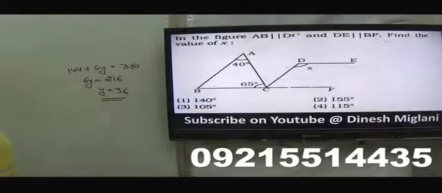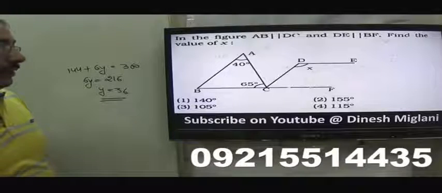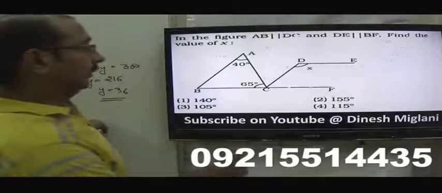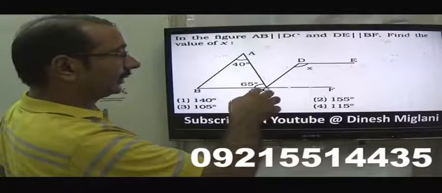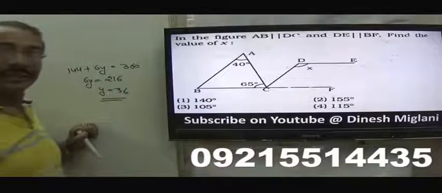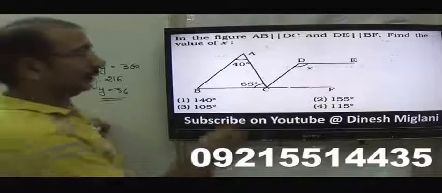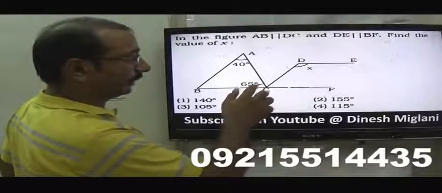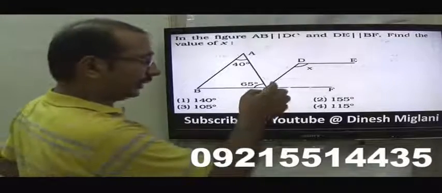AB is parallel to CD, DE is parallel to BF, right? We have to find the value of angle X. AB is parallel to CD. ठीक है, इसका मतलब ये 40 है तो ये भी 40 हो गया. राइट, क्यों? ऑल्टरनेट एंगल्स हैं, जेड शेप एंगल्स. अब दिस इज 40, दिस इज 65. कंप्लीट कितना हो गया? 105. इसका मतलब ये कितना हो गया?